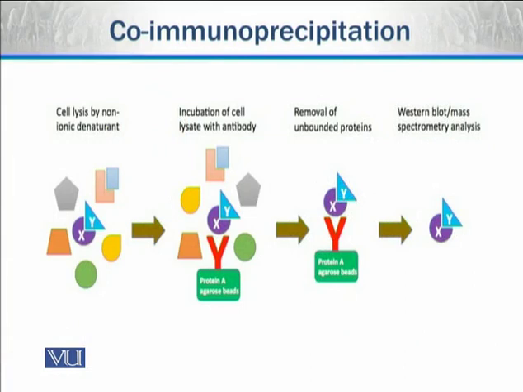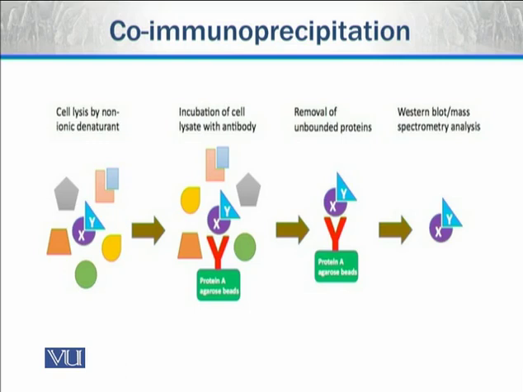You can see on the left side, when the cells or tissues are lysed, we get a mixture of different antigens, which may be carbohydrates, proteins, nucleic acids, and so on. So here on the left side, there are 2 proteins, protein X and protein Y. They interact with each other. And by using agarose beads coated with protein A or protein G, we isolate this complex of protein X and protein Y.